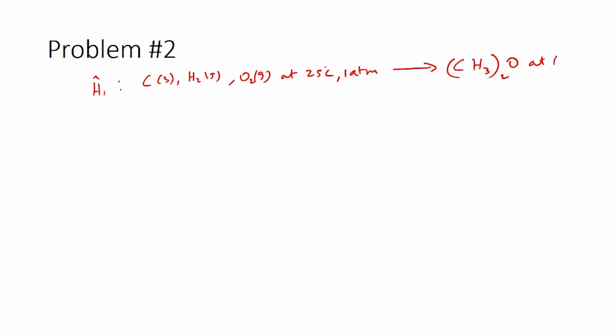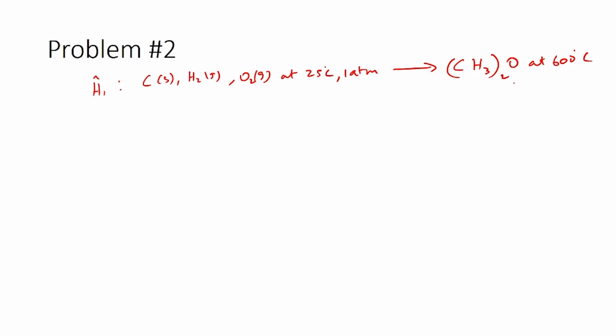So, H1 cap is nothing but the process where you first have the reference state, which is carbon solid, hydrogen gas and oxygen gas at 25 degrees Celsius and 1 atmosphere, forming dimethyl ether at 600 degrees Celsius, which is the initial condition. And let us look at this. You have to consider this as a single step process.